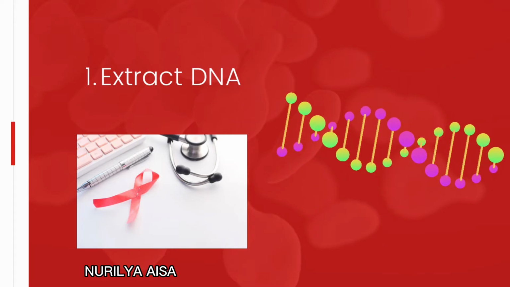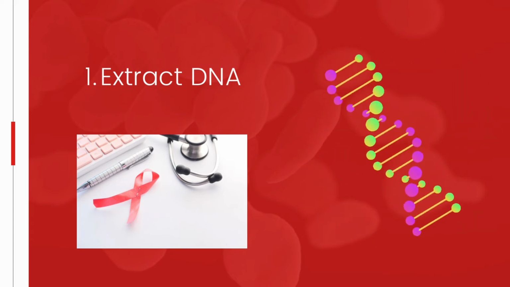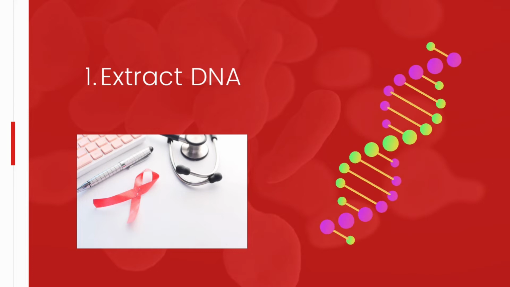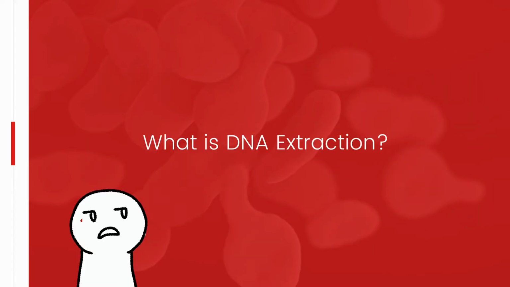The first step to develop a vaccine is to extract the DNA. But you might ask yourself, what is DNA extraction? DNA extraction is a method to purify DNA by using physical and or chemical methods from a sample, separating DNA from cell membranes, proteins, and other cellular components.